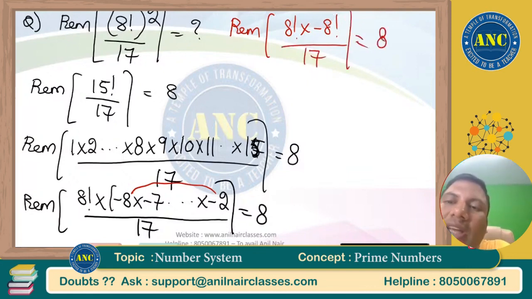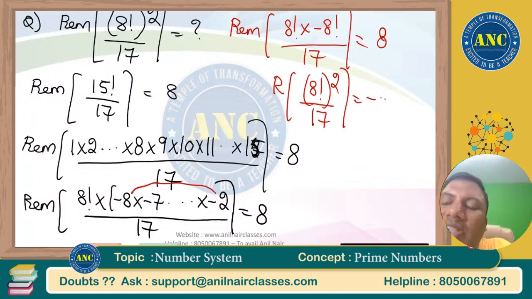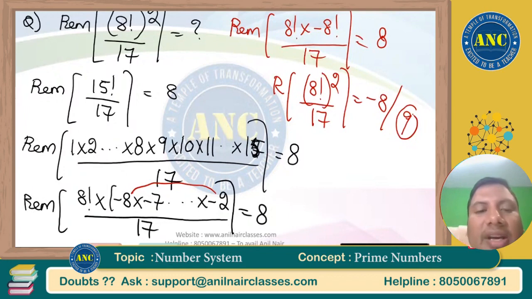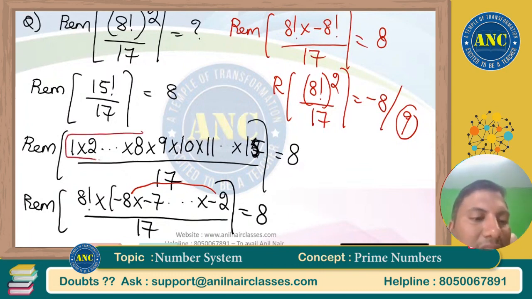8 factorial whole square divided by 17 is minus 8. Negative remainder 8, positive remainder 17 minus 8, which is 9. 15 factorial is 1 into 2 and so on up to 15. These are nothing but 8 factorial, times 9 by 17 minus 8, minus 7 and so on up to minus 2. Another 8 factorial is coming. From 2 to 8, total 7 negatives are there. So we got minus 8 factorial whole square.